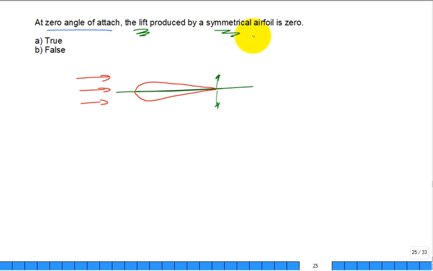What do you think? It's true. It's going to have the same velocity, speeding up around the bottom and speeding up around the top, the same pressure change on the top and bottom. It'll have no net lift to it. So this is true.